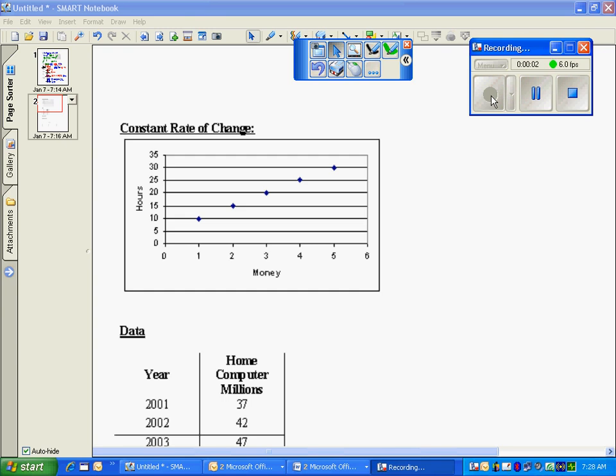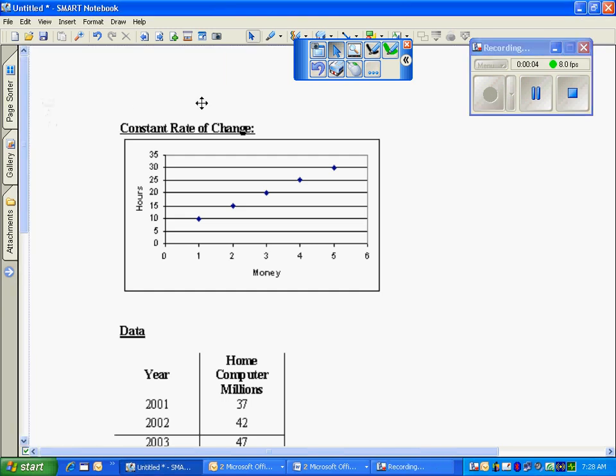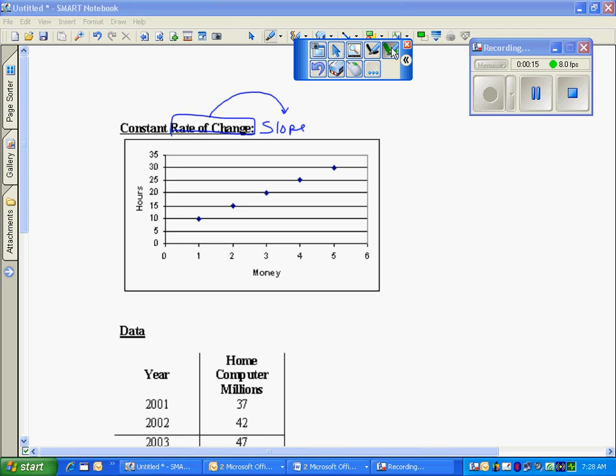We talk about constant rate of change. Recall, that's looking at the slope. Rate of change is the slope, and what we want that to be is constant. We want it to be always the same. So let's look at the slope of this particular situation when we're looking at money versus hours.